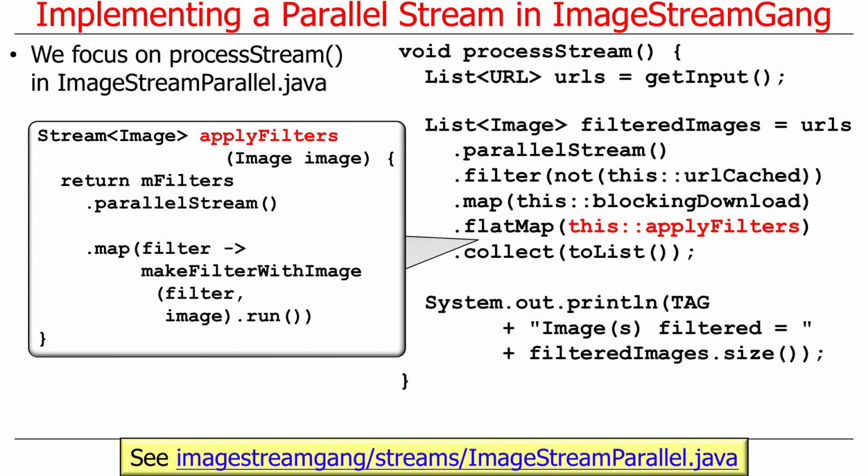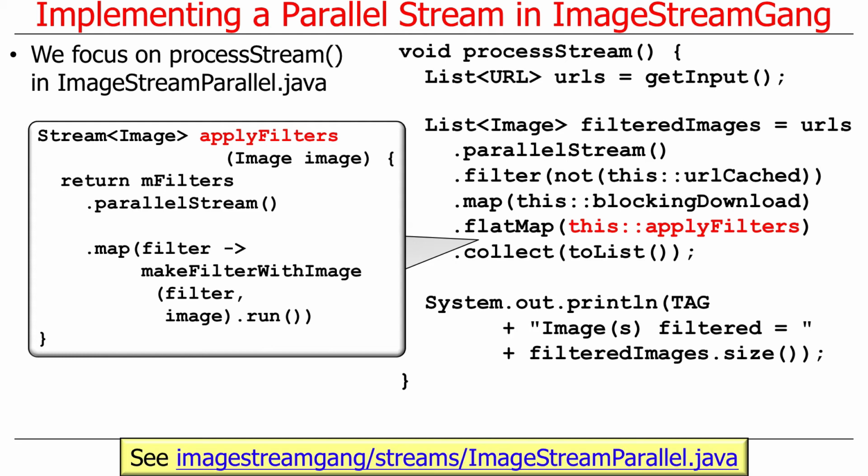Here's what apply filters does. You can see that apply filters takes an image and it returns a stream of images. What it does is it calls parallel stream on the mFilters variable. mFilters is basically something that will keep a list of the filters you want to apply. That'll run all this stuff in parallel. And you can see here we make a filter with the image and we run it, and that will apply the filter and then store the result in the file system.